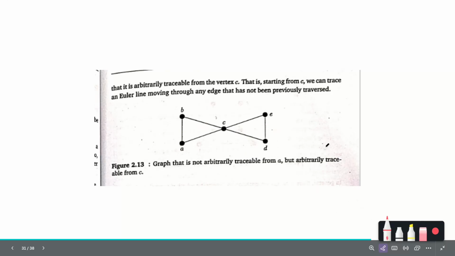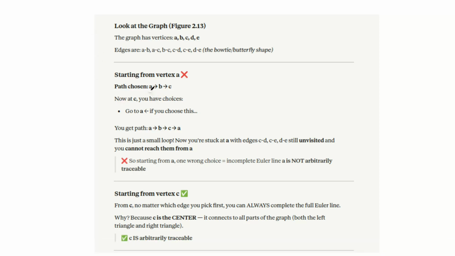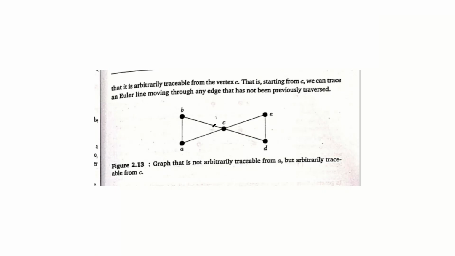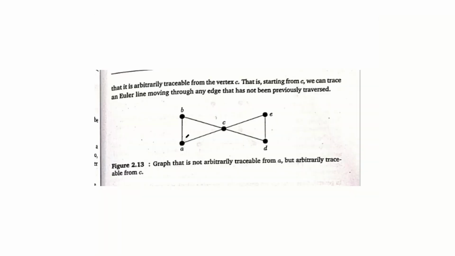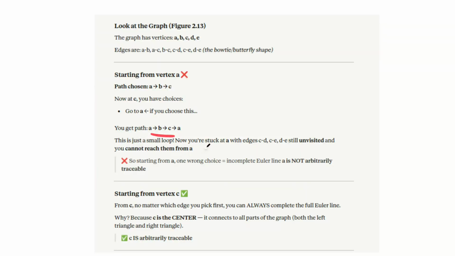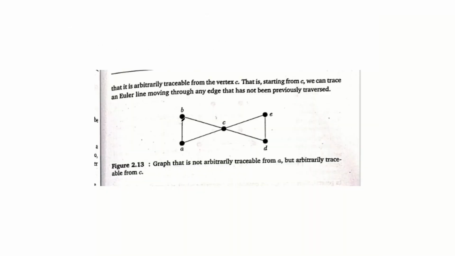here if you see, A to B, now at C you have choices. From A, B, C, I can go to A itself, or I can go to E, D, right? Two paths I have. So if I choose the path A, B, C, A, now we are stuck at A with edges C, D, C, E, D still unvisited, so you cannot reach them from A. So starting from A, if I go to B, C, E, I can cover all the edges.